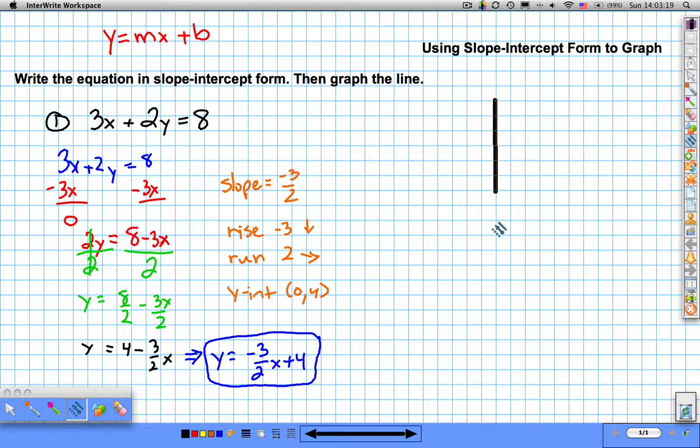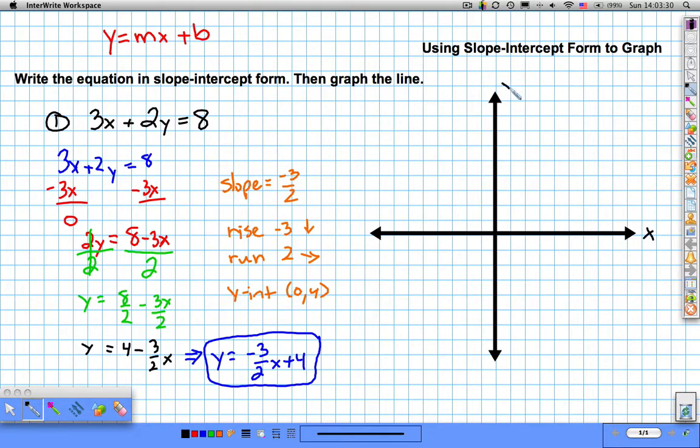So now we're going to go ahead and draw our coordinate plane. And we need to do our labeling. And again, I'm going to use intervals of 1 on my x and y axis. So our y-intercept is 0, 4. Remember how to do this? We start at our y-intercept. That's why we wrote it in slope-intercept form, because once I write it in this form, I can pick out my slope and my y-intercept very easily. So the y-intercept is 0, 4. So 1, 2, 3, 4 right here.